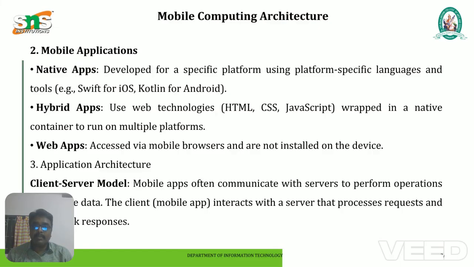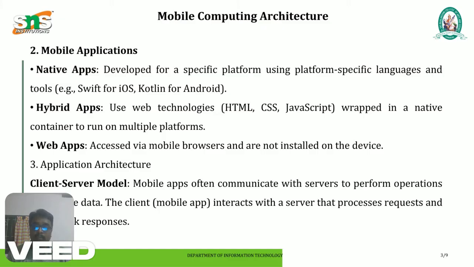Next one is the hybrid apps. Hybrid apps use different web technologies, which are wrapped in a web container, and they have the capability of being used on different platforms. For example, HTML, CSS, and JavaScript. Next one is the web apps. Web apps are apps which can be accessed using browsers, like any web application, so they are not installed on devices.